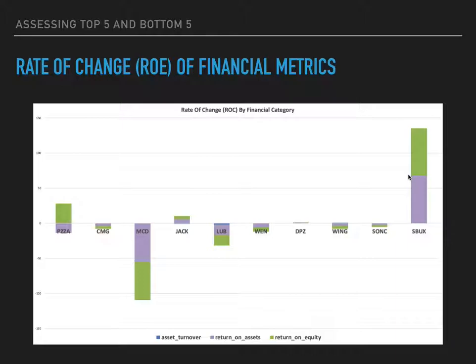So looking at the rate of change of all three of those financial metrics, you can see that McDonald's is the worst performing, and Starbucks, as you could probably guess without having to see this chart, is the best performing. These are the metrics that we're going to use to identify the top 5 and bottom 5. The bottom 5 would be McDonald's, Lubs, Wendy's, Wingstop, and Chipotle. The top 5 would be Papa John's, Jack in the Box, Wendy's, Domino's Pizza, and Starbucks.